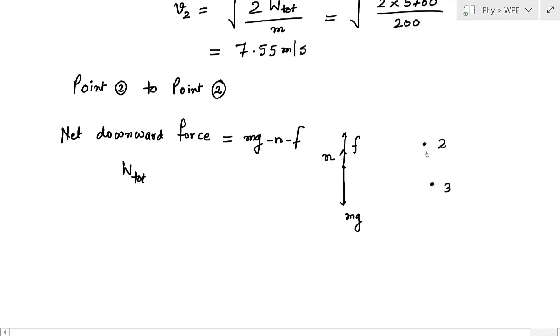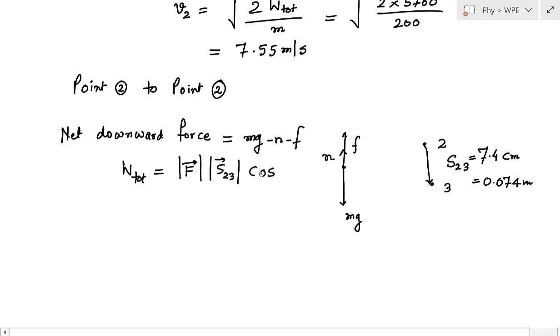So this is point 2 and this is point 3, and the hammer is moving from point 2 to point 3. This distance is given, S23, the distance traveled from point 2 to point 3, that is 7.4 centimeter. That is given in the problem. So that is 0.074 meter. Now I know the distance. So we can calculate the total work, that is nothing but total force times total displacement S23 times cos of phi. Now the displacement is in the downward direction and the resultant force is also in the downward direction, so this is cos of 0 degree. So this is simply the magnitude of F, that is Mg minus N minus F, and the displacement S23 you can simply write as 0.074 meter.